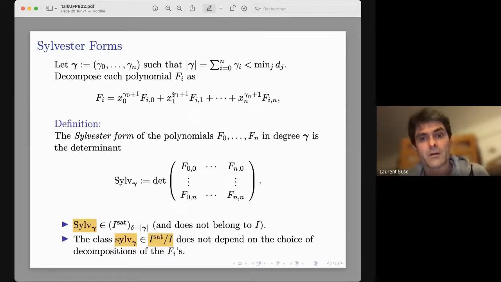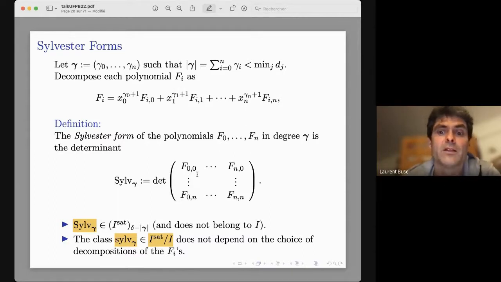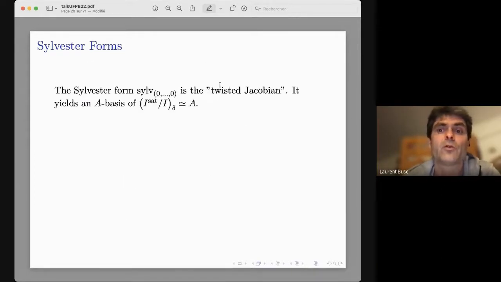Okay, so for instance, we have these Sylvester forms, 0, 0. So what is it? Let me come back to the previous slide. You have gamma 0 equals 0, gamma 1 equals 0, gamma n equals 0. So you are just decomposing over x0, x1 up to xn. If you do that and you apply this, you have a sort of Jacobian determinant. We call it the twisted Jacobian because you don't use really the Euler formula, so you don't have the df that appears in the Euler formula. Okay, so this element, the Syl 0, which is almost a Jacobian, gives you a basis of Isat mod I in degree delta. So you can generate all elements in degree delta in Isat by this Syl 0, 0 element.